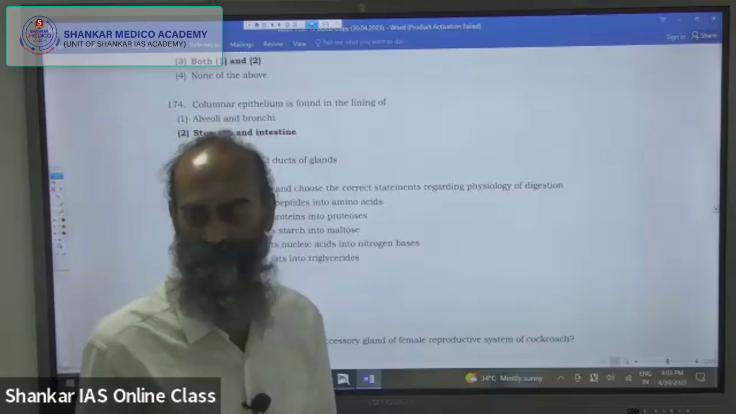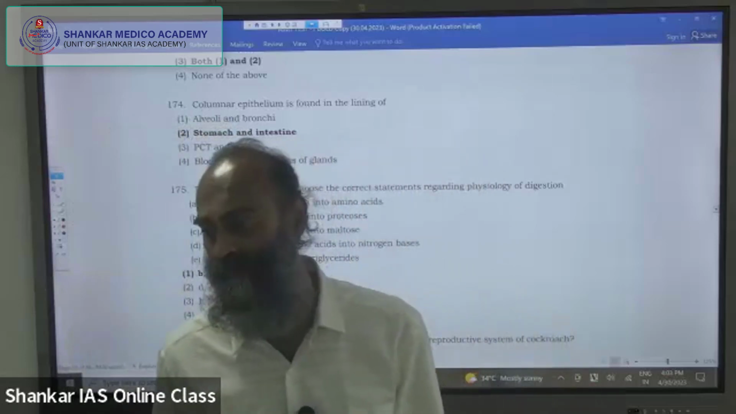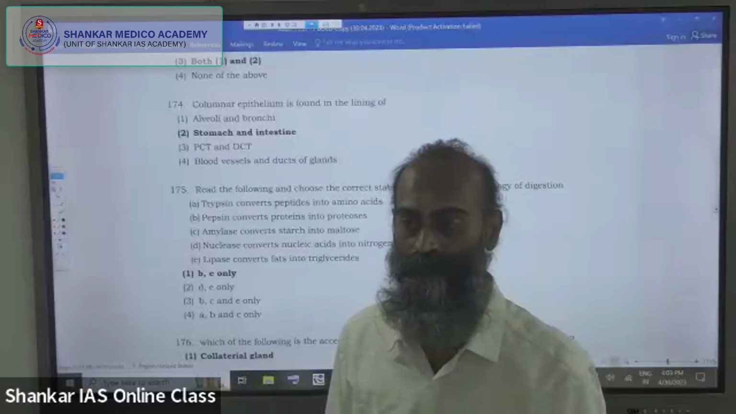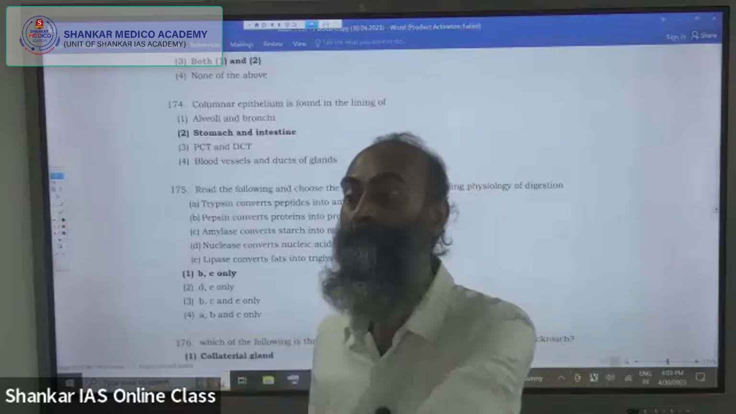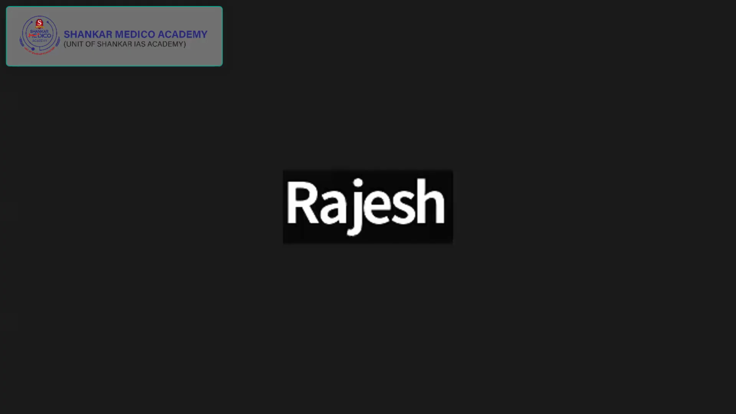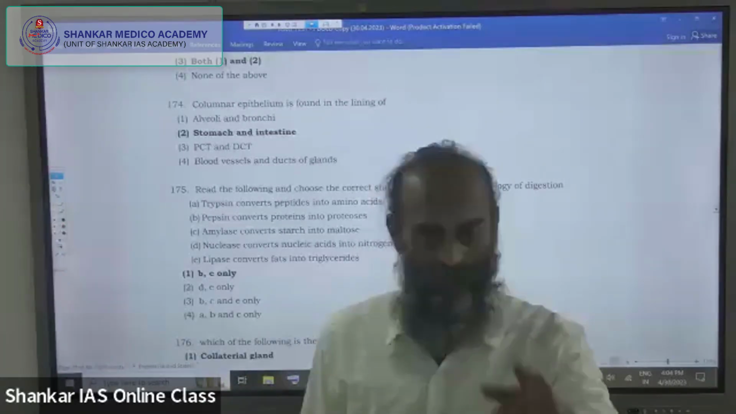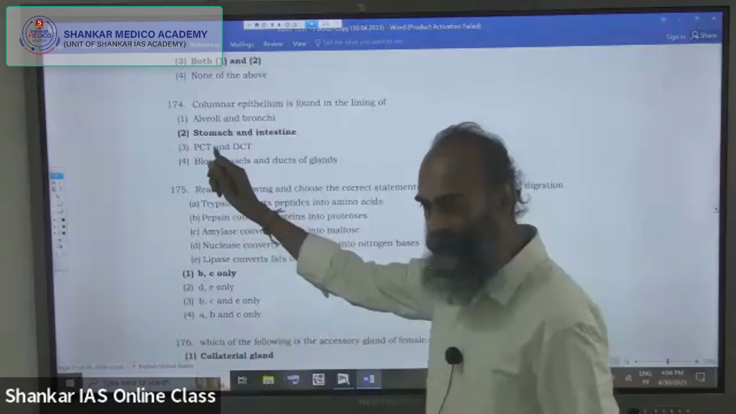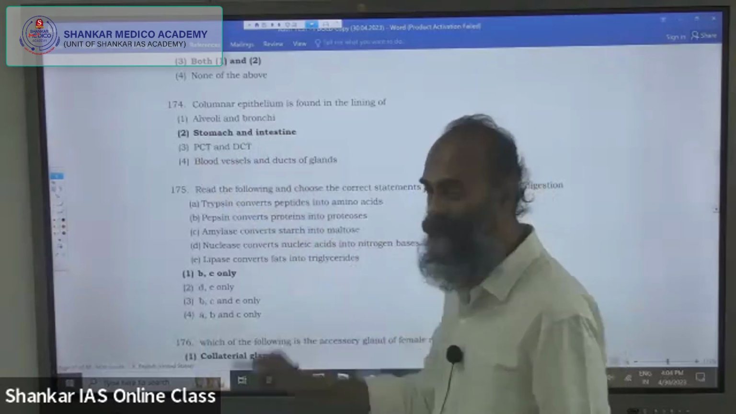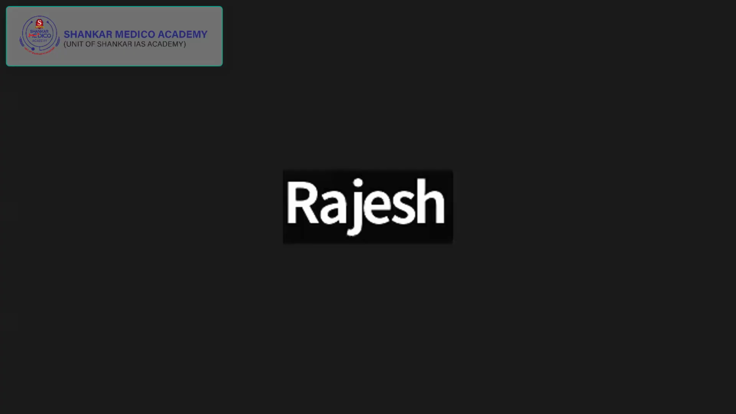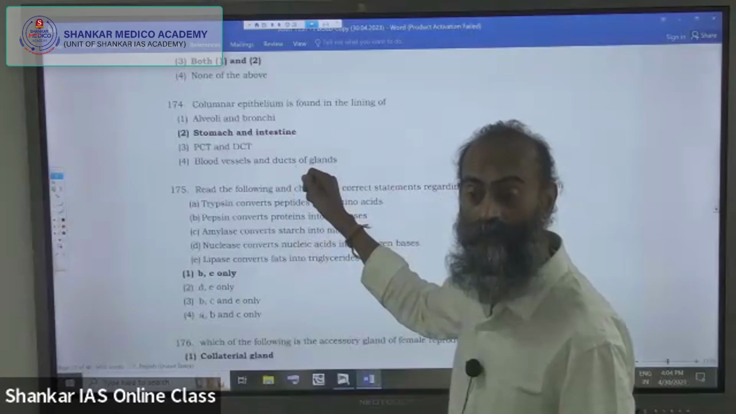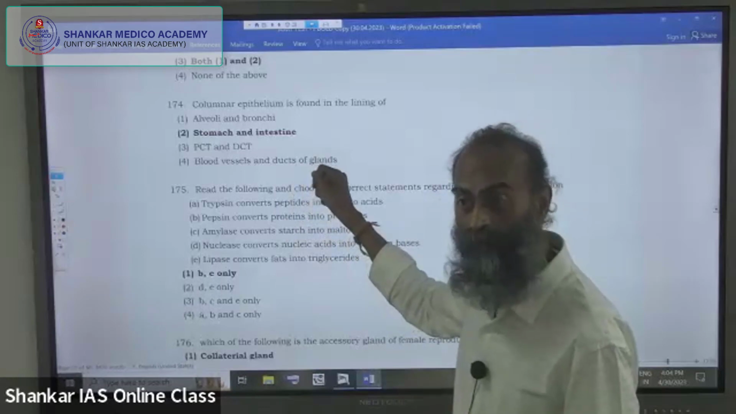Rajesh, you have to come and join here. Squamous epithelium. What is the main function of squamous epithelium? Very good, diffusion. What is the main function of brush bordered epithelium? Absorption. Another one. Secretion, very good. They are present in PCT and DCT, brush border. Blood vessels and ducts of the glands, what are they going to have? Blood vessels have squamous epithelium. Here it is cuboidal epithelium, either simple cuboidal or stratified cuboidal.